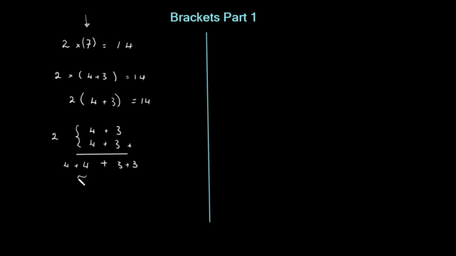Notice the count is 2, and the count is 2. So we have 2 lots of every value. 2 lots of each value that's in there. So we have 2 lots of 4, and we have 2 lots of 3. Add those up, and we get 8 put with 6, which in turn equals 14. See, that's the same thing.